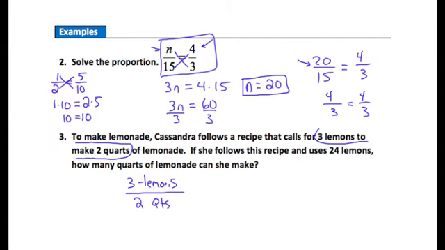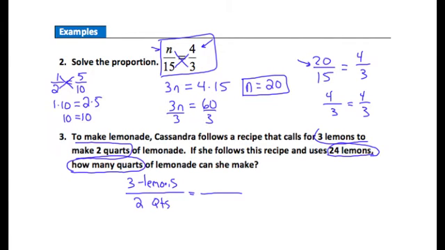Okay, so there's our given rate. And now what we're going to find whenever we're doing these proportion problems is we're going to have another rate over here, but one of those values is going to be unknown. So continuing on with the problem, if she follows this recipe and uses 24 lemons, how many quarts? So there's our unknown. How many quarts? We're kind of given how many lemons here.